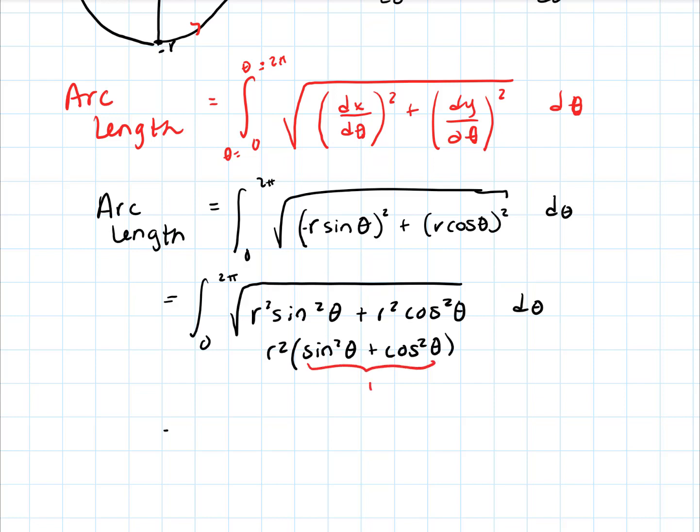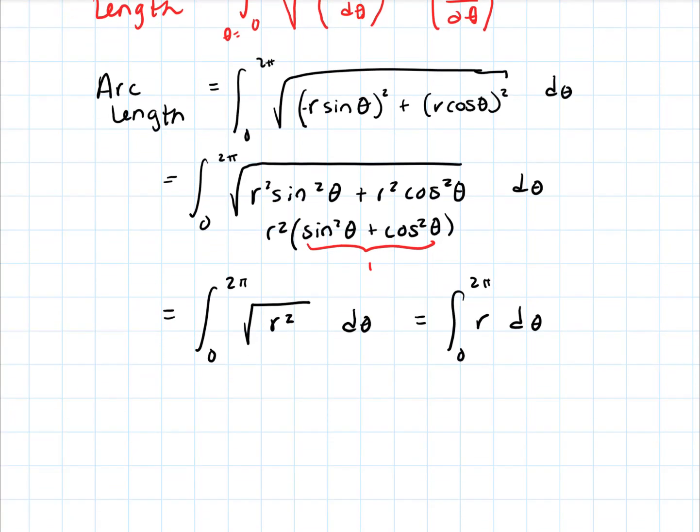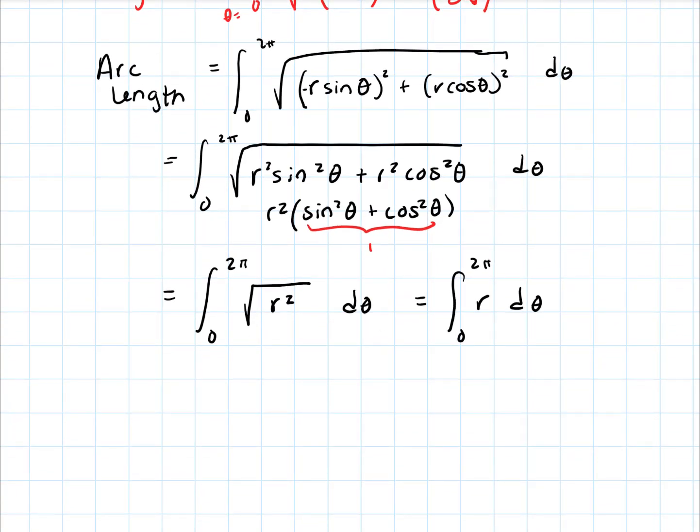So what we're looking at here is the integral from 0 to 2 pi of just the square root of r squared d theta. And r is a radius, so it's positive. So the square root of r squared is just r, and we have the integral from 0 to 2 pi of r d theta. And that's just a constant. So like if the radius was 5, that would just be 5.